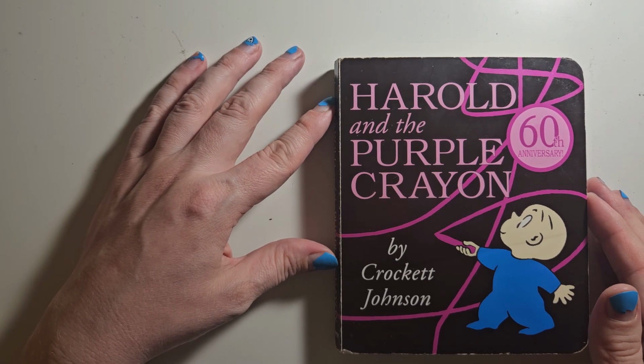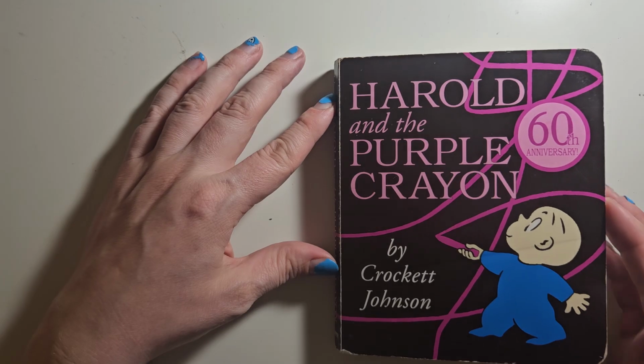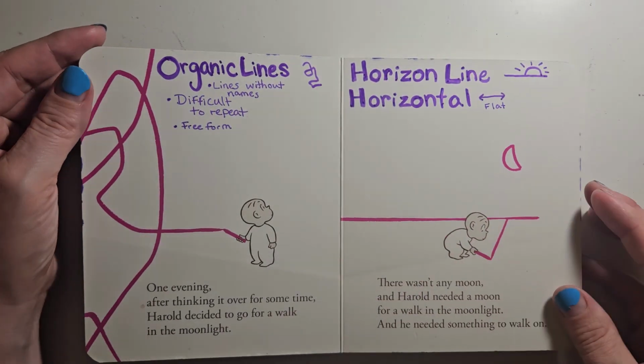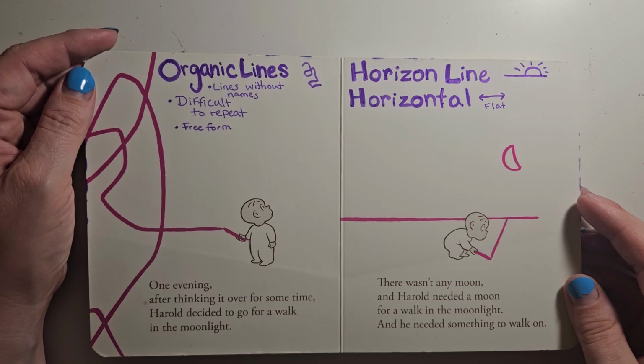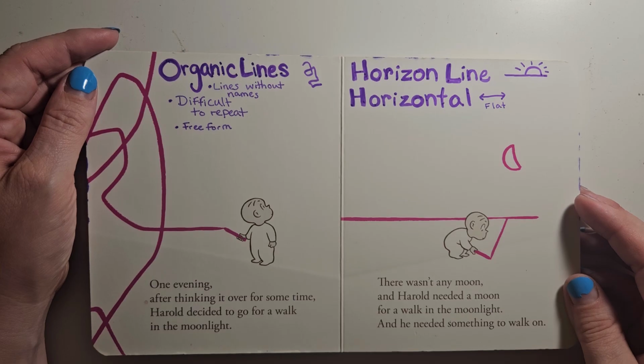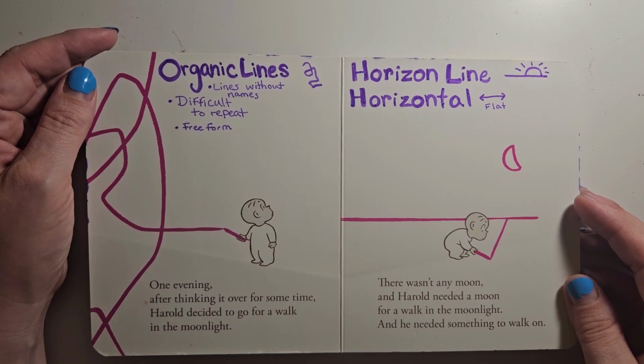Harold and the Purple Crayon by Crockett Johnson. One evening, after thinking it over for some time, Harold decided to go for a walk in the moonlight. There wasn't any moon, and Harold needed a moon for a walk in the moonlight. And he needed something to walk on.